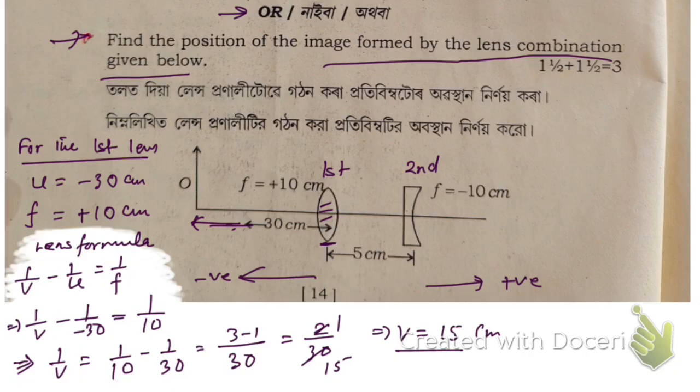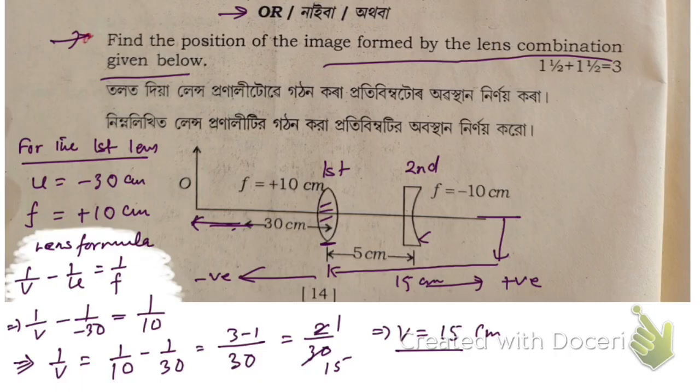The distance between these two lenses is 5 centimeter. So the image is 15 centimeter from the first lens, so it must be on the right hand side of the second lens. This distance is 15 centimeter, so this distance must be 15 minus 5, that is 10 centimeter. And for this second lens, this image will be the object.